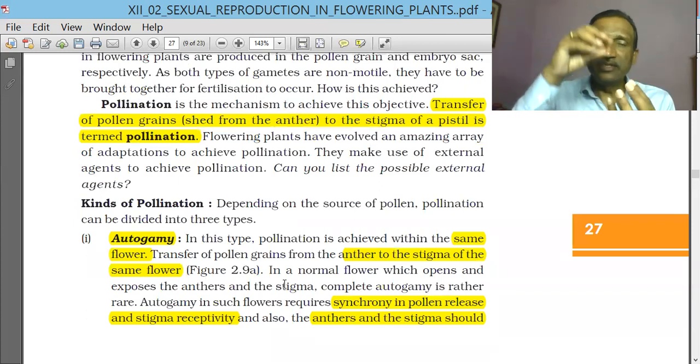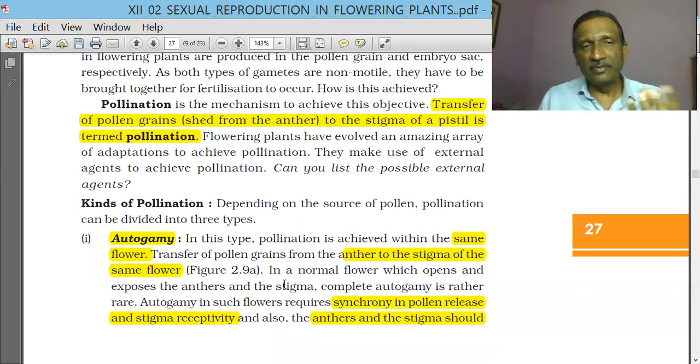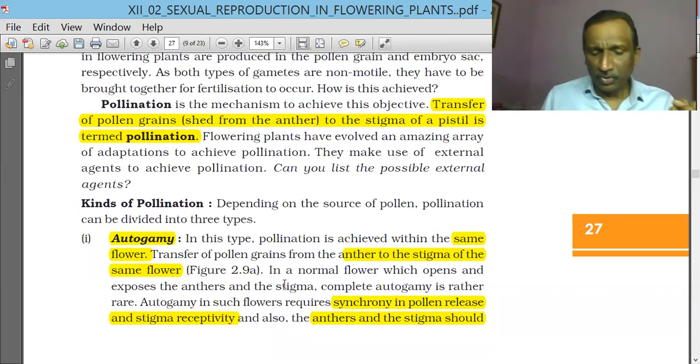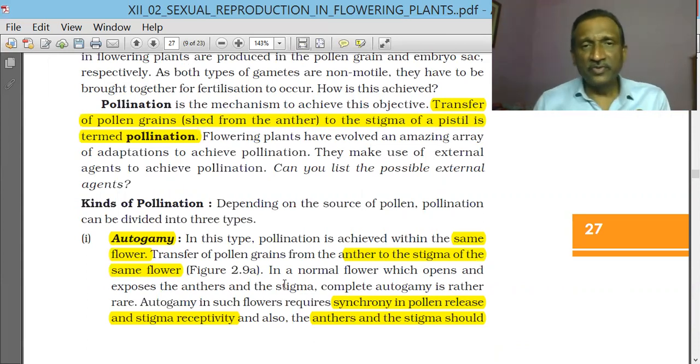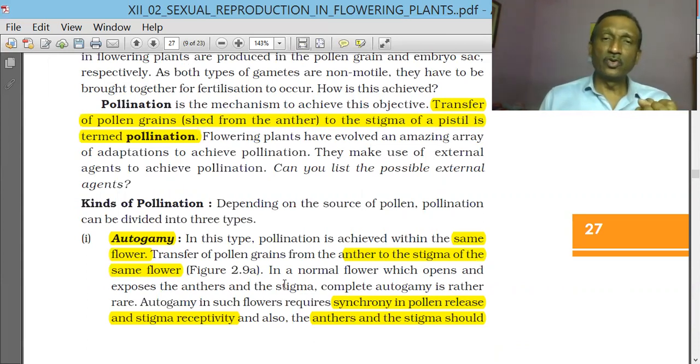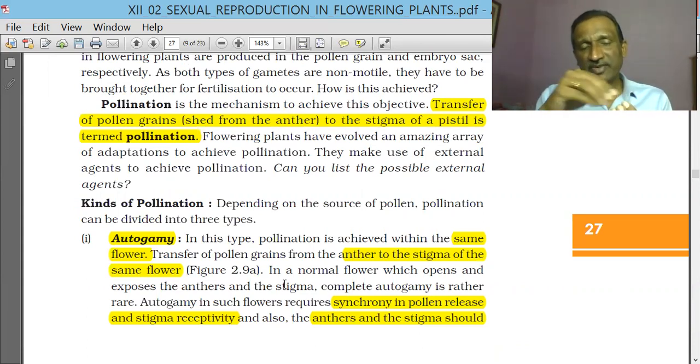Rather, both the male and the female organs are found on the same plant. Most of the flowers are actually bisexual flowers, where the male and female organs are found in close proximity. So there are most of the chances where the pollen from the same plant can fertilize the stigma of the same plant. Such cases are called autogamy.